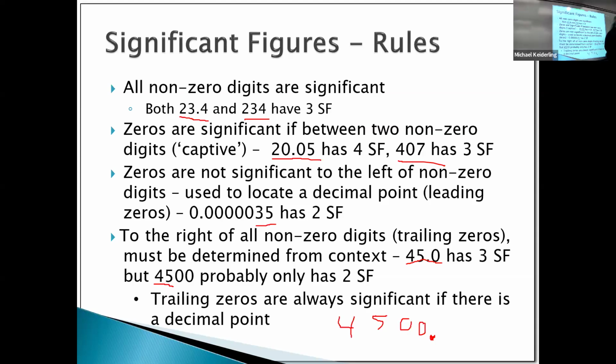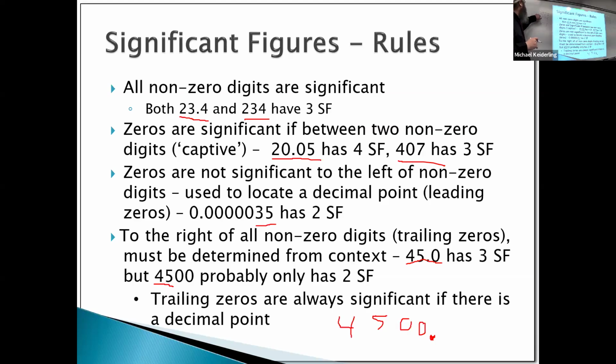Now, any zeros on the front, leading zeros to the left of the first non-zero digit, are never significant, because their only purpose is to tell you where the decimal point is. I could write the same thing, just as an example, as 0.0075, or 0.0075. You can put as many zeros on the front as you want.